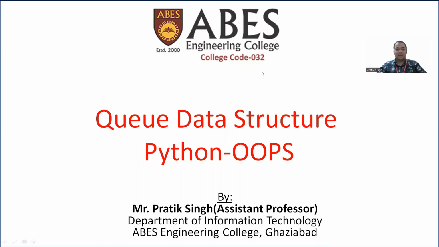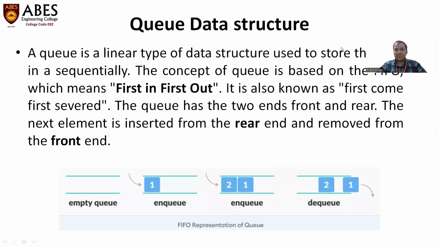Hello everyone. In this session, we learn about the queue data structure and its implementation in Python by the concepts of object-oriented programming. First of all, we discuss the data structure queue. A queue is a linear data structure that is used to store data in a sequential manner.